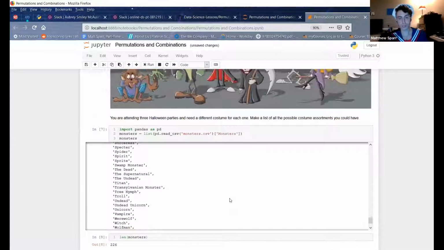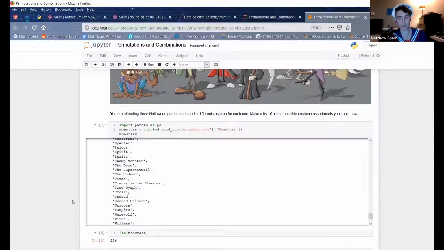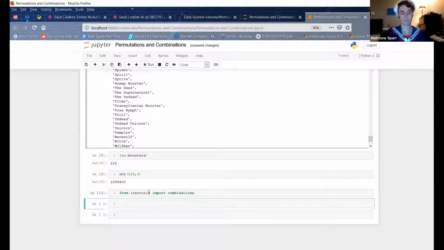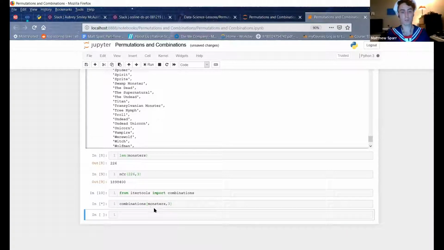But you'll notice the question asks, make a list of all the possible costumes. So thankfully, Python does have a way to do this. They have a library called itertools. And from that, we can import combinations. And then with the combinations, we can just do combinations, monsters, and we can pick 3. And if we run that, it'll take a second here.